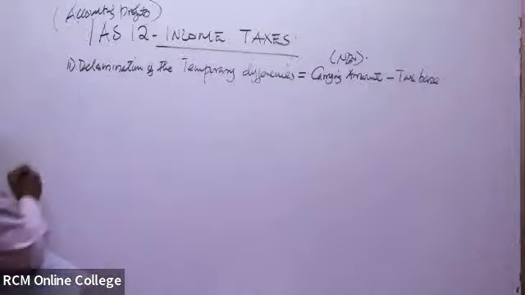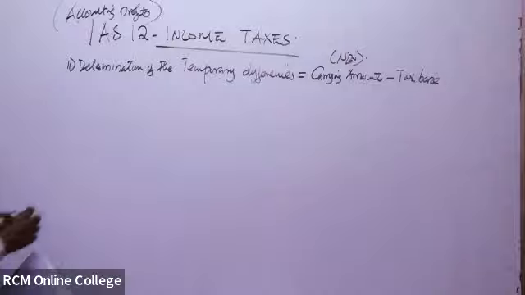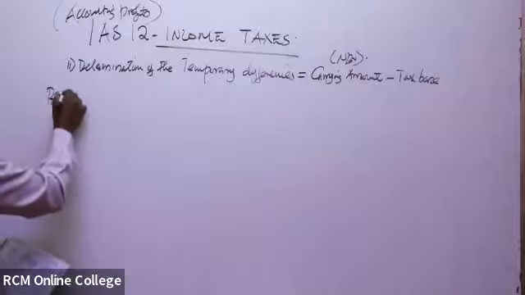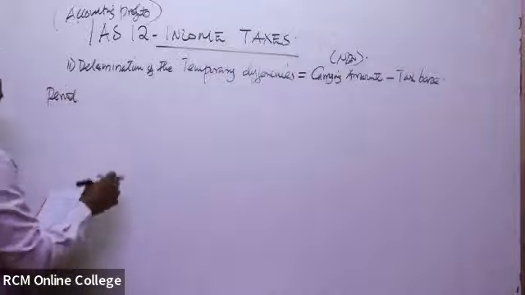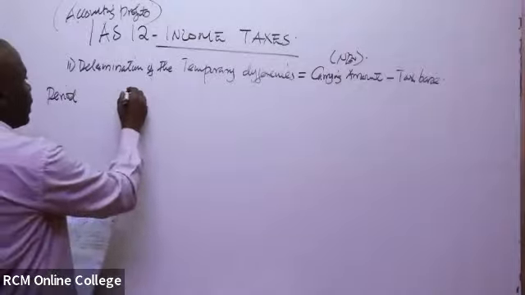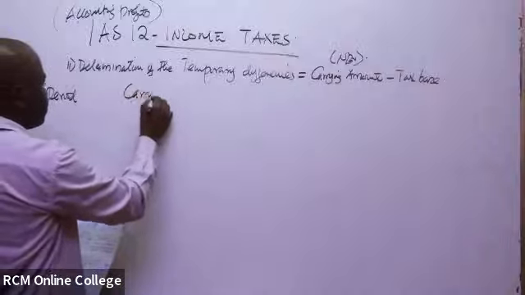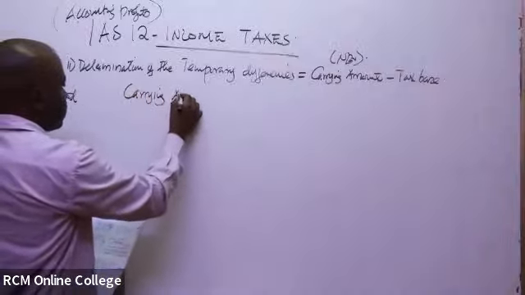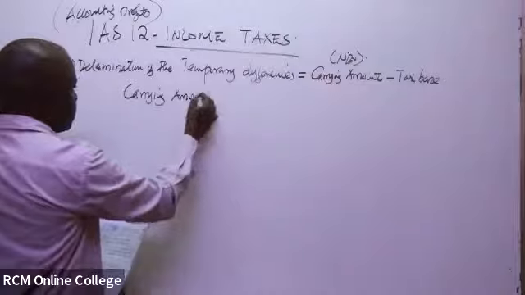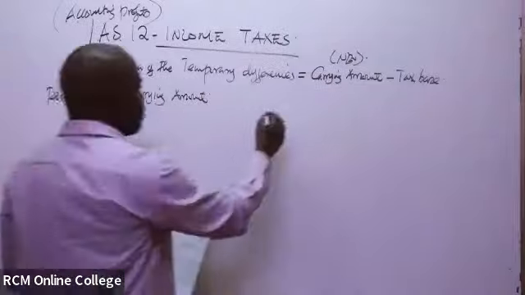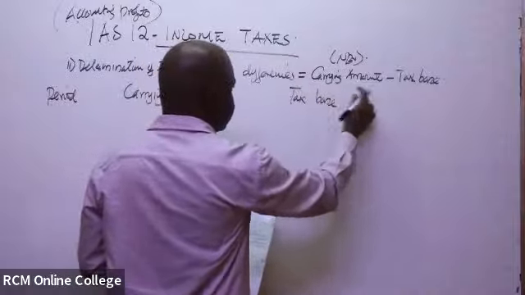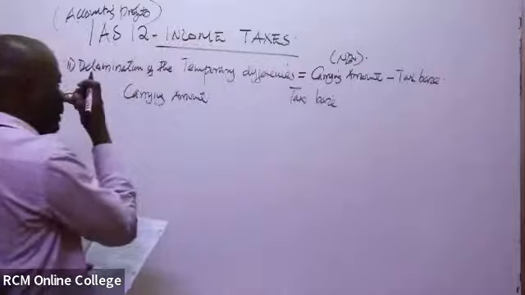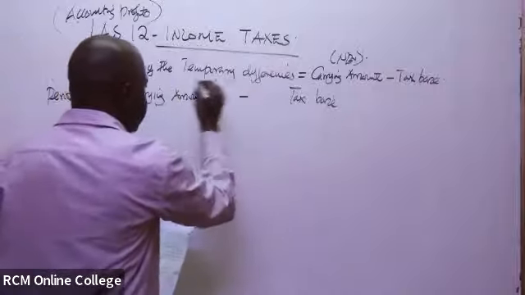So we can go to have our table here. Hope you are able to see it. We can have the period, then the carrying amount, then the tax base. Then of course the difference will give us the temporary difference.